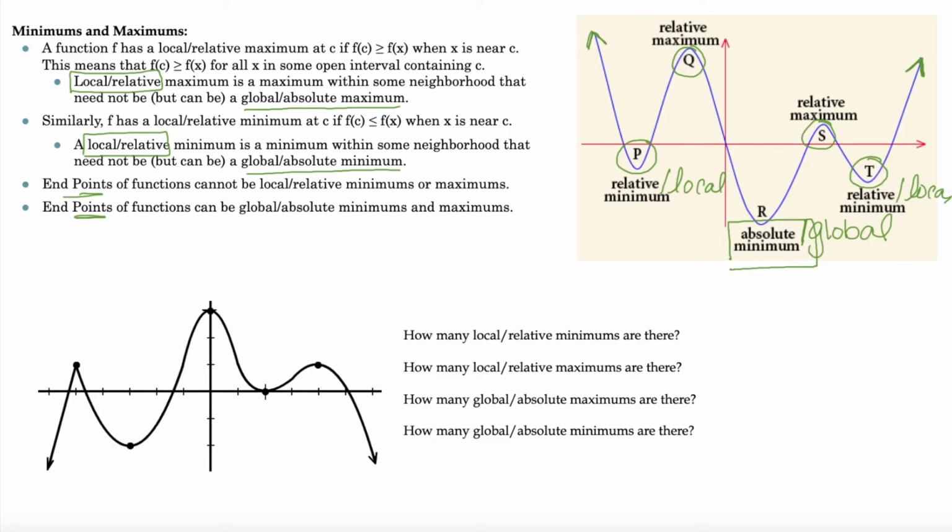Let's take a look at this graph here. We have ourselves 1, 2, 3 local maximums, or local is the same as relative maximums.